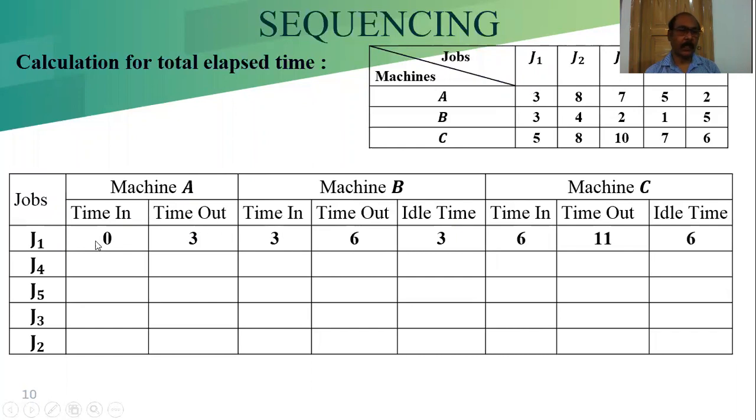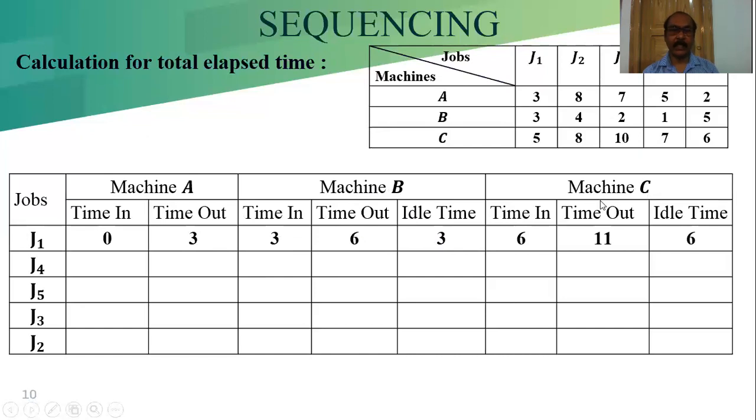As soon as job 1 completes on machine A, which takes 3 hours, those 3 hours machine B is idle. That's why the idle time is 3 hours. That 3 hours is the idle time for machine B. Job 1 starts on machine B in the 3rd hour. Duration is 3, so time out is the 6th hour. And 3 is the idle time.